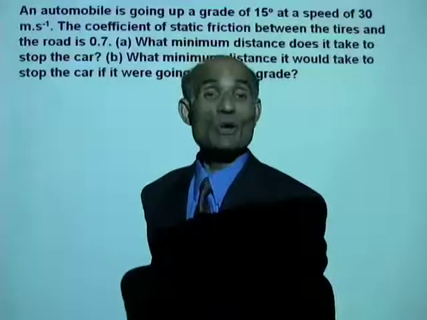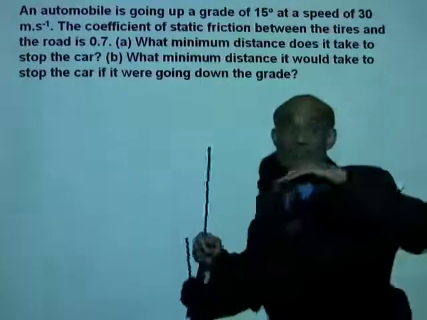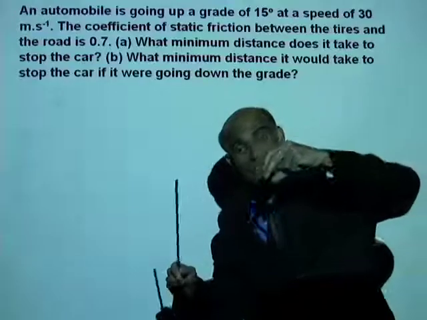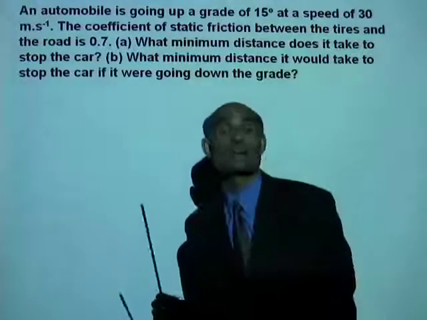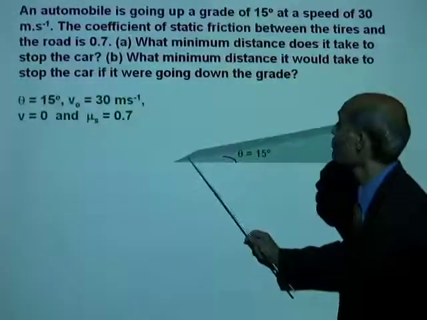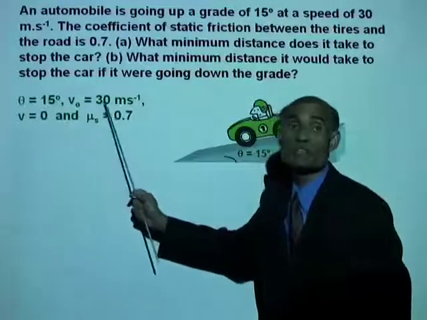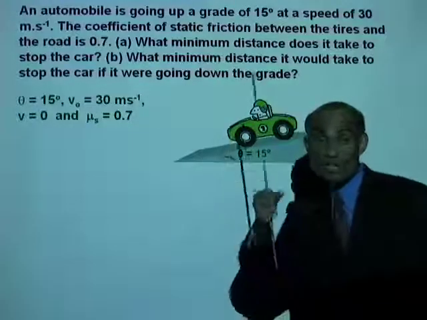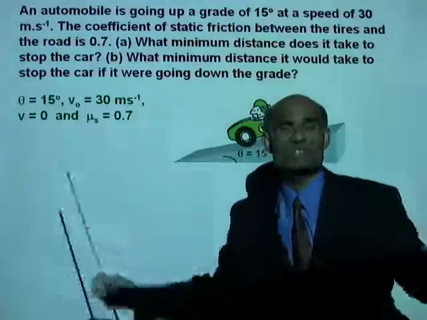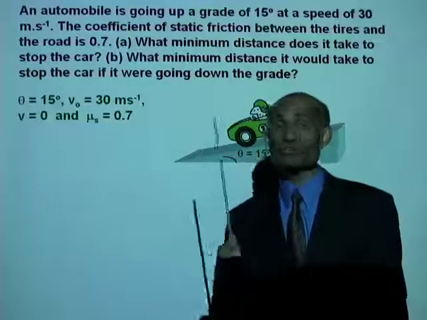So what are we looking for in this problem? We are looking for the minimum distance it takes to stop the car while it is going up the grade, and the minimum distance it takes to stop the car while it is going down the grade. Now here is the road and the car is going up the grade. Theta equal to 15 degrees. V0, the car is going at 30 meters per second when its engine just goes off. Is that right? We are not using the brakes. We are using the force of friction.